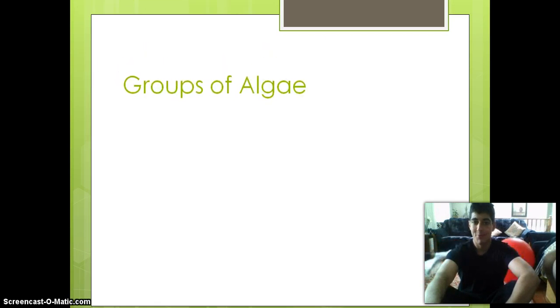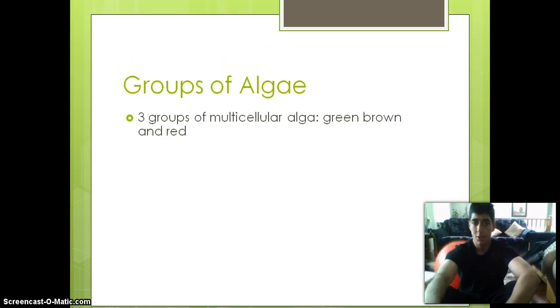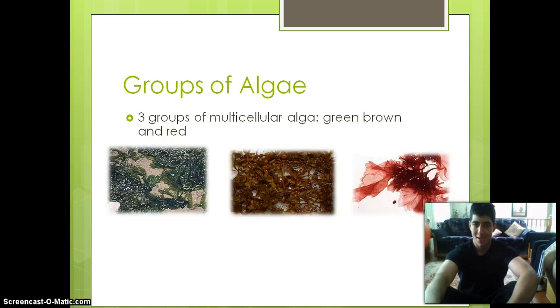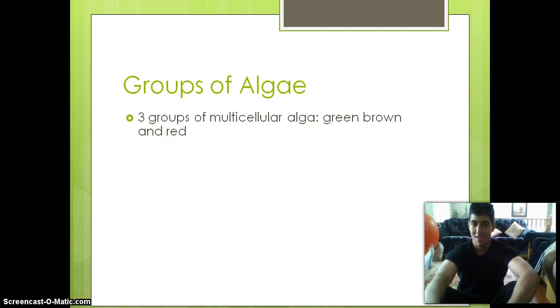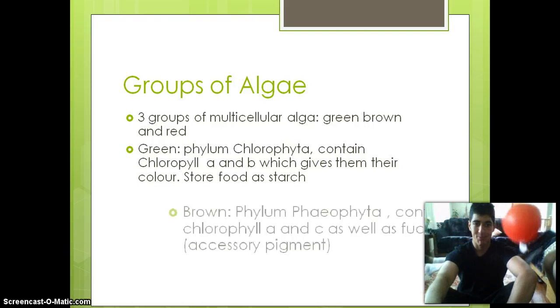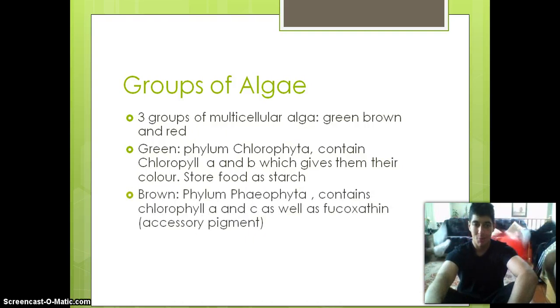Groups of algae. There are three groups of multicellular algae: green, brown, and red. Green algae, phylum Chlorophyta, contains chlorophyll A and B, which gives them their color. Stores food as starch. Brown algae is part of phylum Phaeophyta.